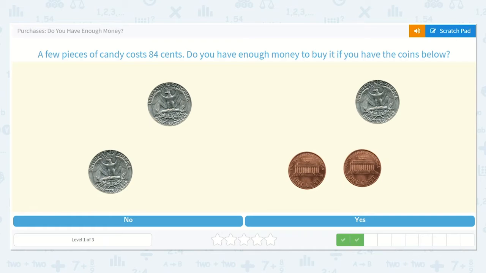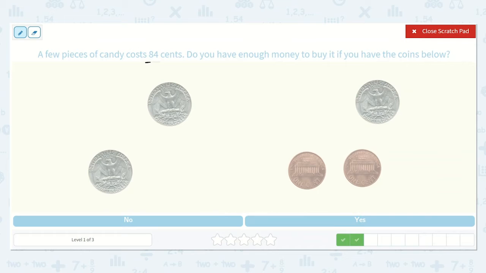All right. Next it says, a few pieces of candy cost 84 cents. Do you have enough money to buy it if you have the coins below? Let's see. I know that I start with my quarters first. I see that I have 3 quarters. So let's count by 25s 3 times.